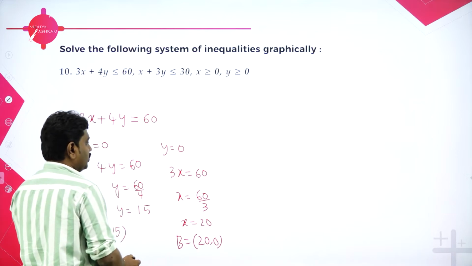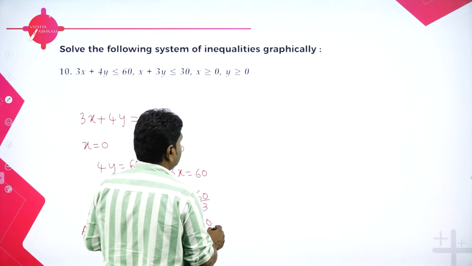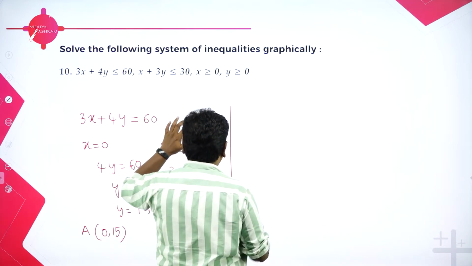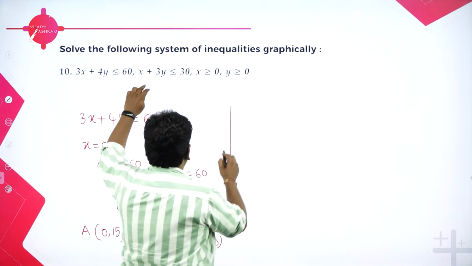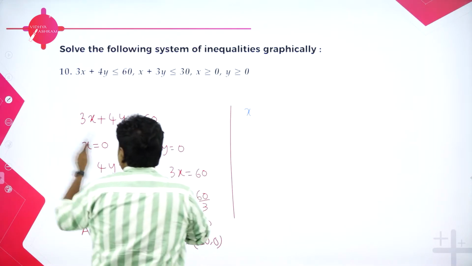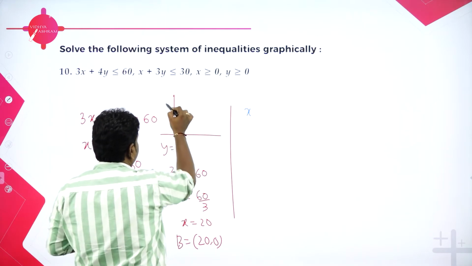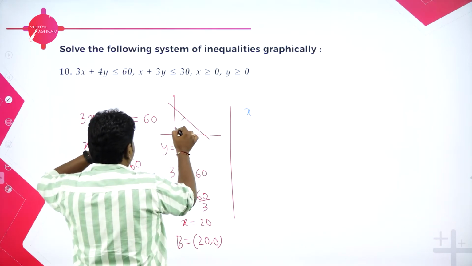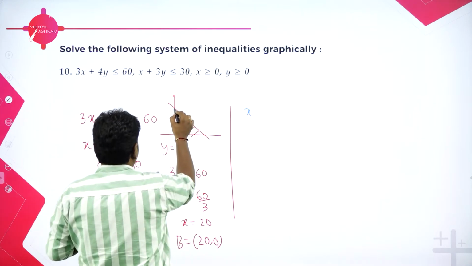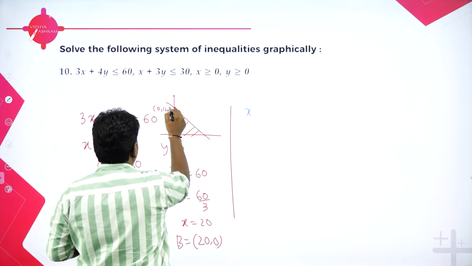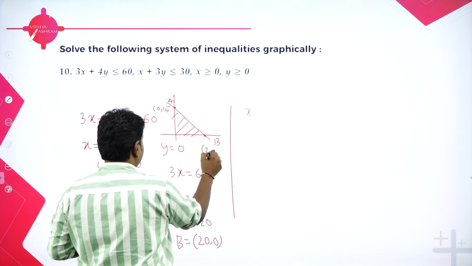So now you have 2 points, and then a line I'll draw, and then we'll take the second line. If I draw a line here for this, we'll get a line like this, and for less than, shading will be below. One point on the y-axis, 0, 15, and one point on the x-axis. This is A, this is B. B is what? 20, 0.